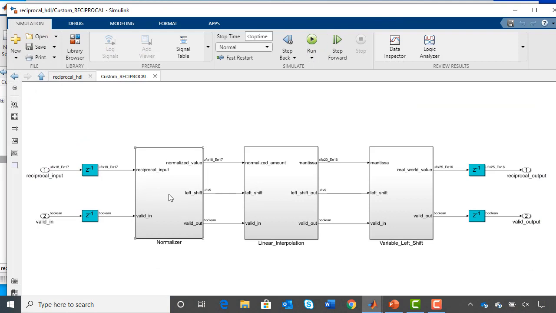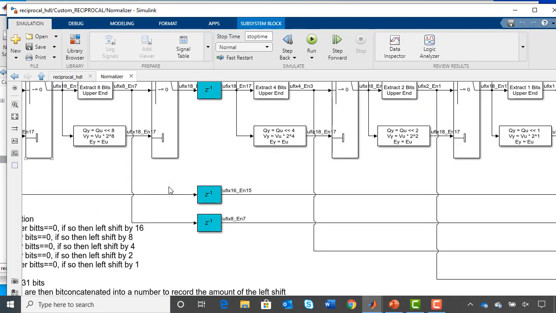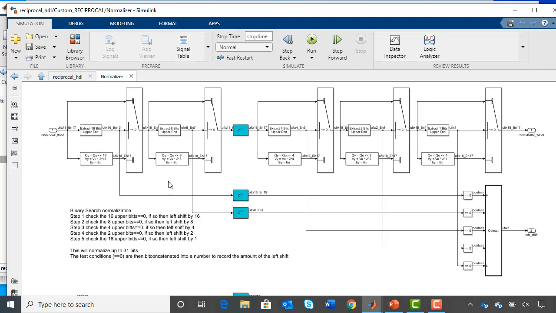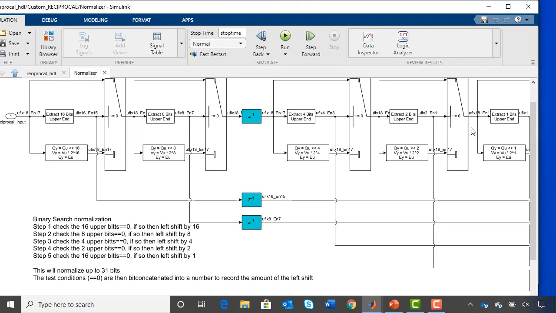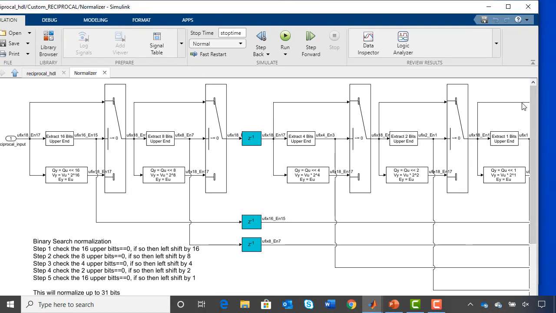And what I'll do is take a quick look at the model and highlight a few things. The first thing here is the normalizer. This is what makes sure the input is between 1/2 and 1. And one of the things that can get you in trouble with fixed point is what's called sign extension, where you come in with a lot of leading zeros, and that's effectively coming in with a value much below 1/2.